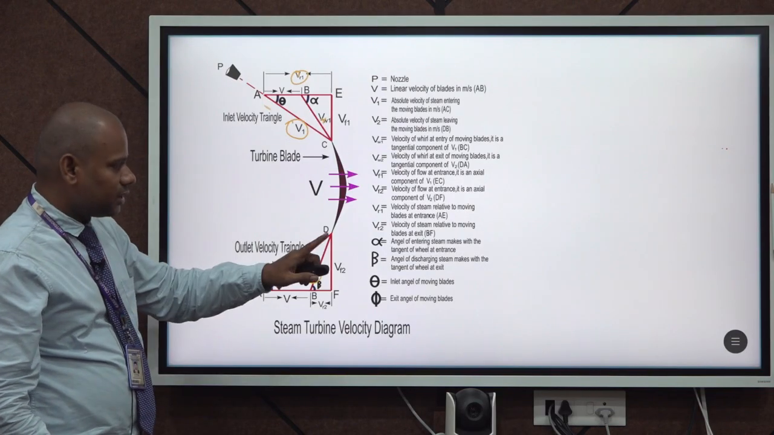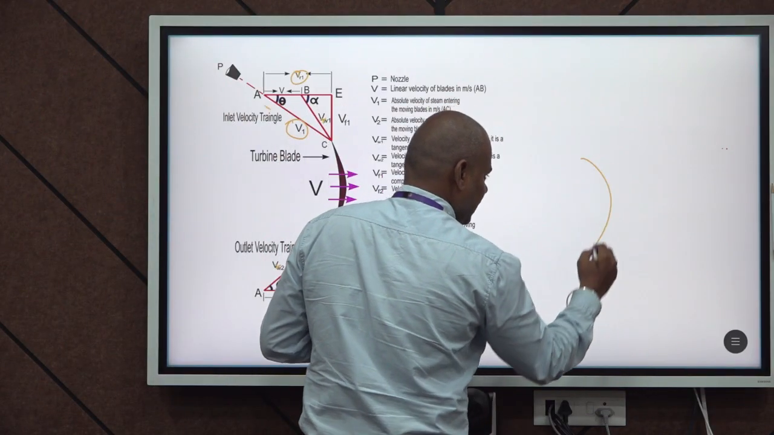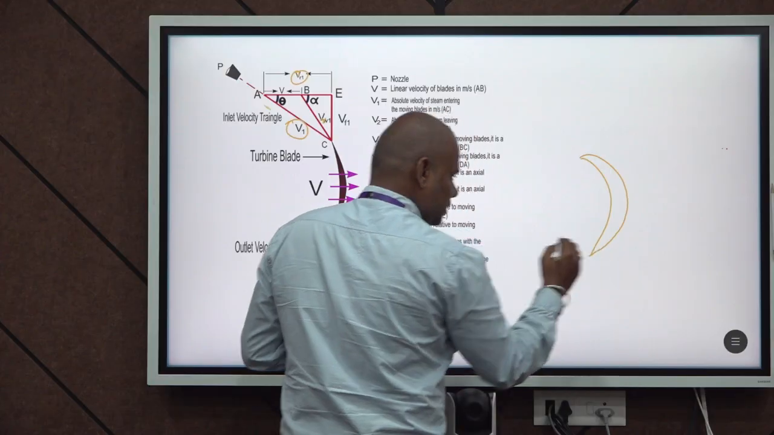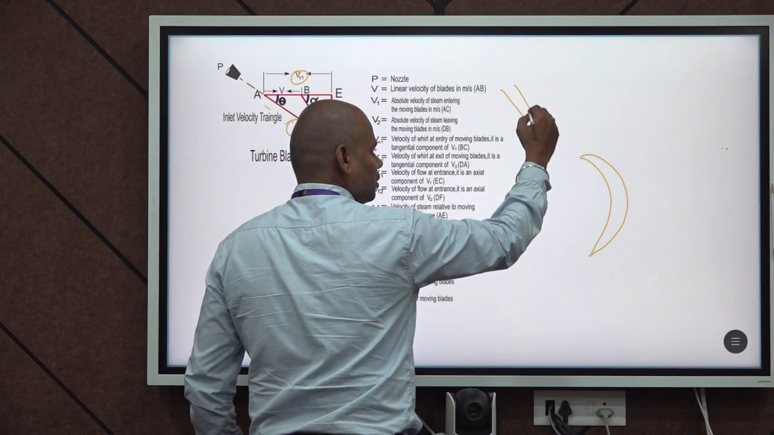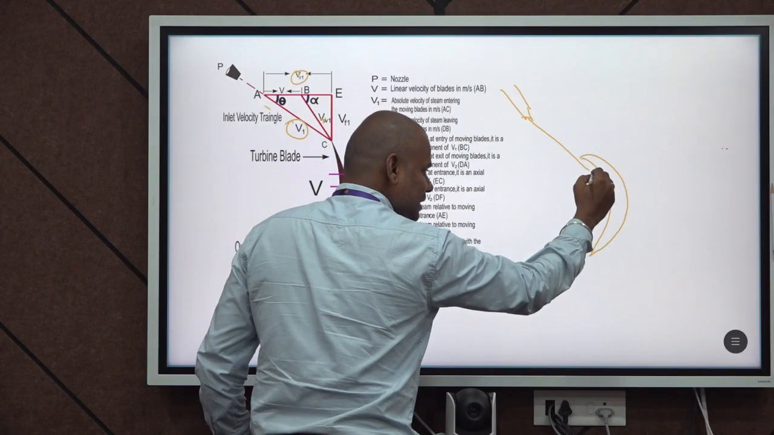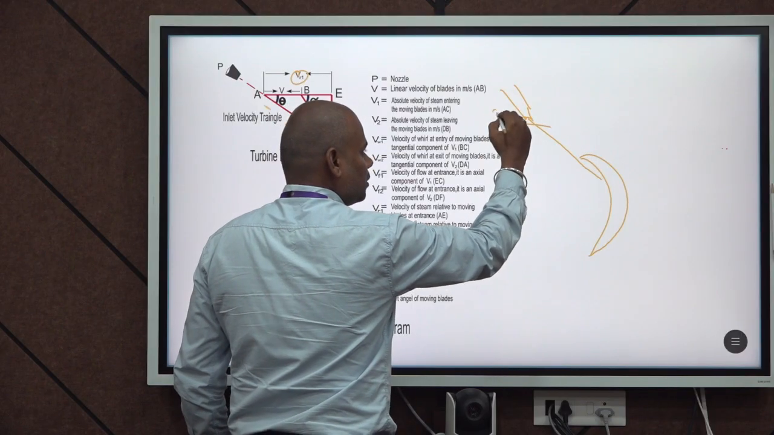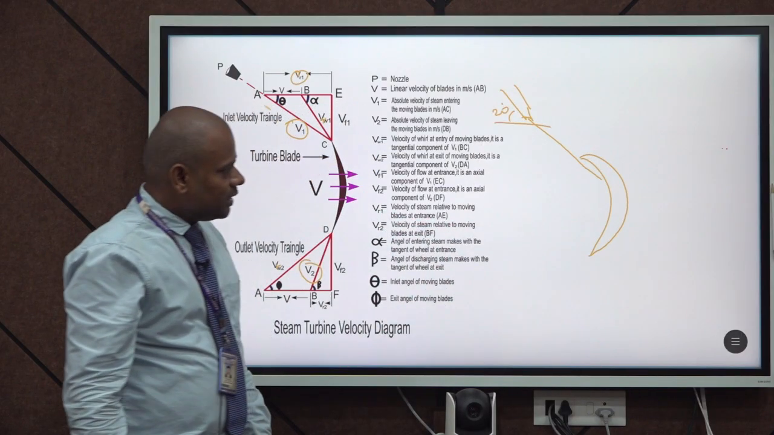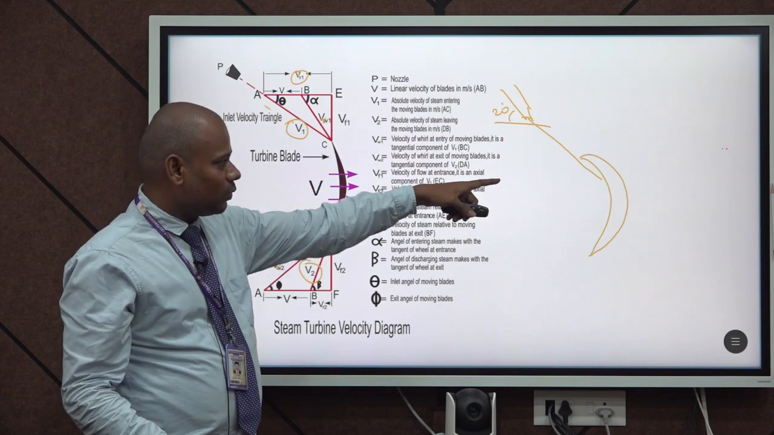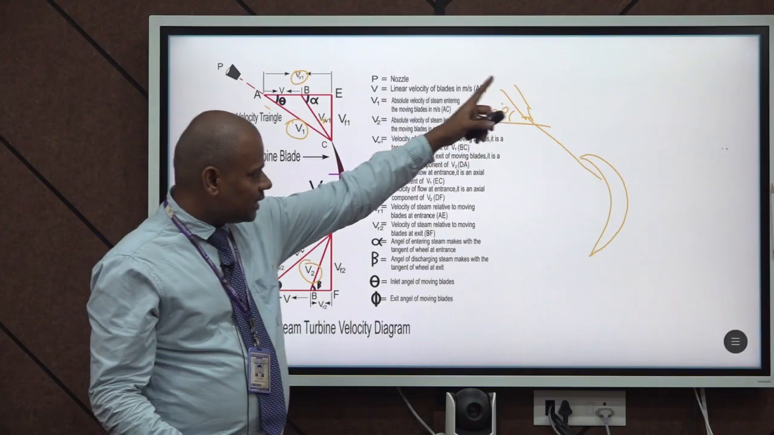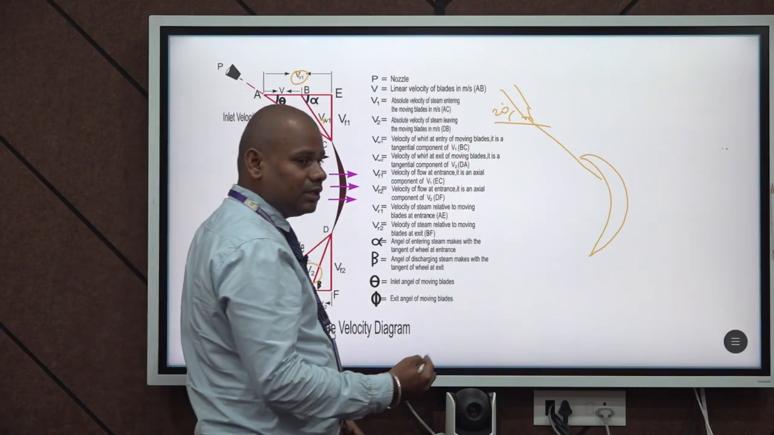I will draw once again so that you get a clear idea of the velocity triangle. This is the blade or the bucket, and from the nozzle the water will impact the turbine, with the nozzle kept at almost 20° to generate more impact on the turbine. That's the reason why the nozzle is kept at 20°. If it is at 180°, the impact will be less. If it is at 90°, it won't even impact. So that is the reason why the nozzle is kept at 20° of inclination.